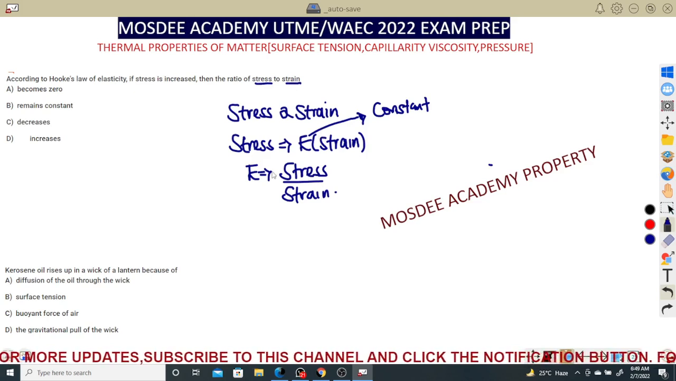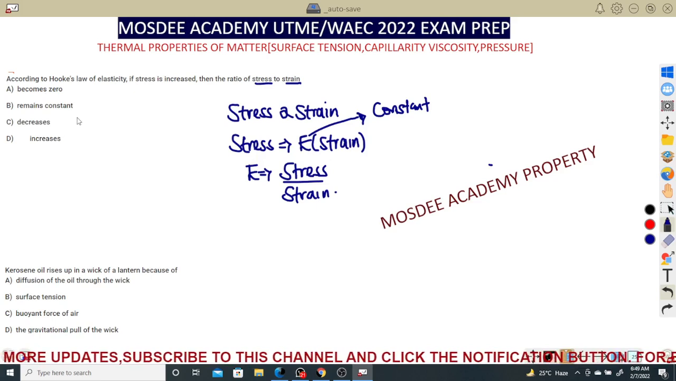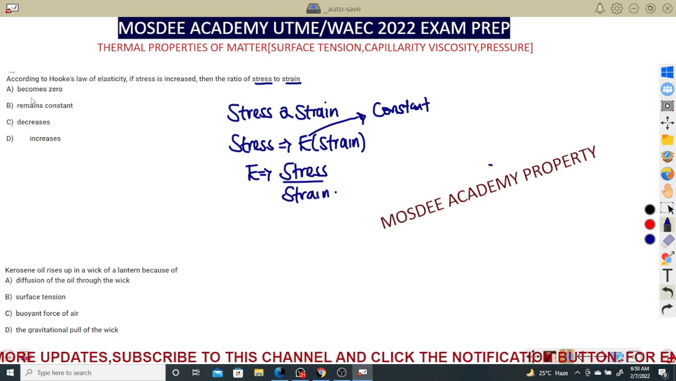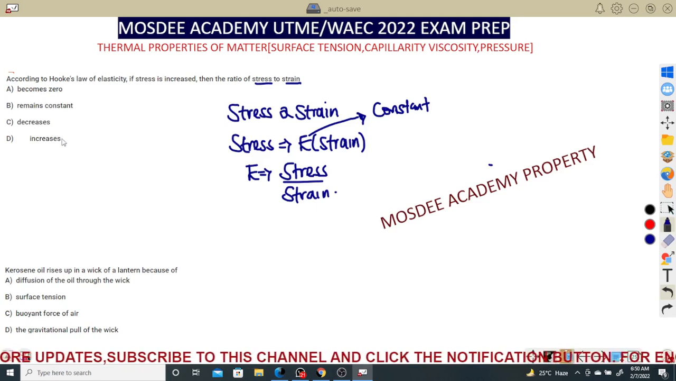So the ratio of stress to strain is constant when stress is proportional to strain. So be careful about picking options. I do tell my students in offline classes, you just have to know the concept, because what most of you might think the answer is, is just the relationship you know, that is, E equals stress over strain.